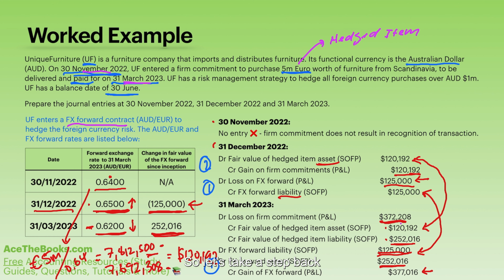So let's take a step back and look at this final journal. Here we can see that we ended up with a loss on the firm commitment, being the hedged item. However, we have a gain on the hedge instrument to an amount that is roughly equal to each other. The movement in the Australian dollar to euro exchange rate has therefore been hedged, as this gain and corresponding loss effectively offset each other. This is exactly what a fair value hedge aims to achieve. And that, in effect, is how fair value hedging works.